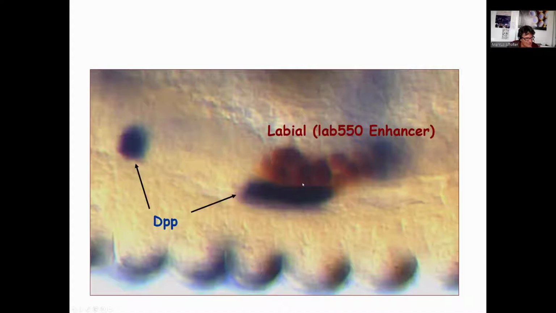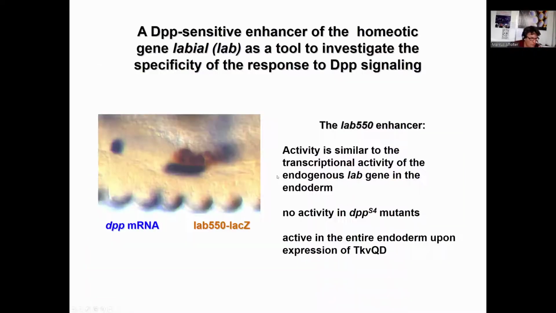So here again, you see these cells. They nicely align with the endodermal cells. This is visceral mesoderm. Labial is activated here. This is visceral mesoderm. This is endoderm. Labial is not activated here. So where does this all come from?